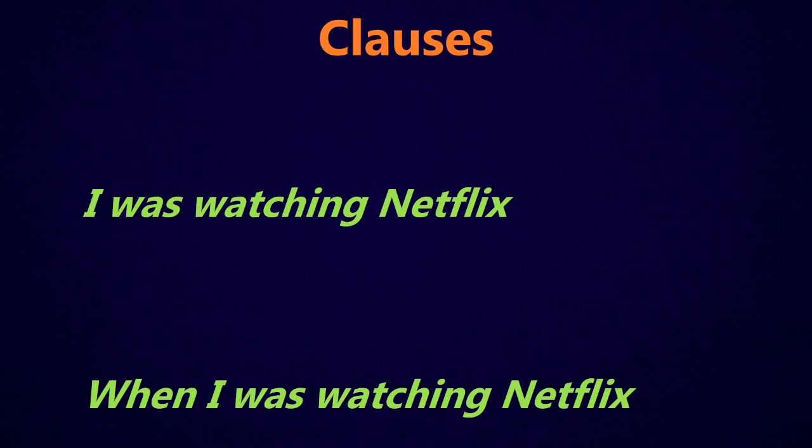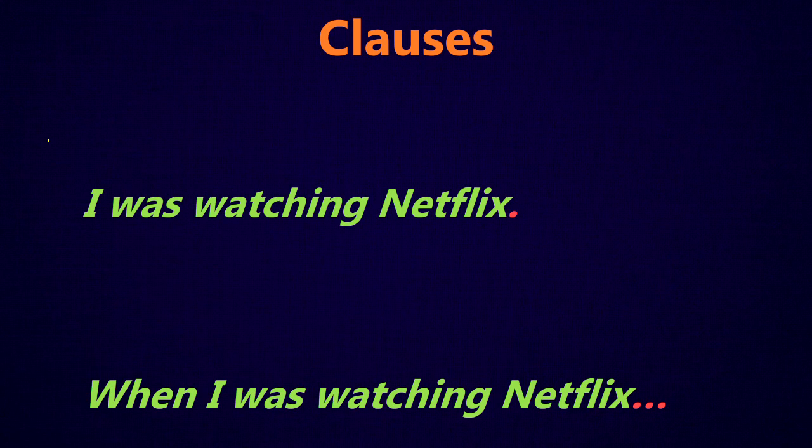So if I look at these two, I was watching Netflix and when I was watching Netflix, the first one I can add a period to. The second one is waiting for more. So that's why I have the dot dot dot. Just like when you're text messaging, right? When somebody's texting you, you see the dot dot dot because they're still typing. They're not finished yet.